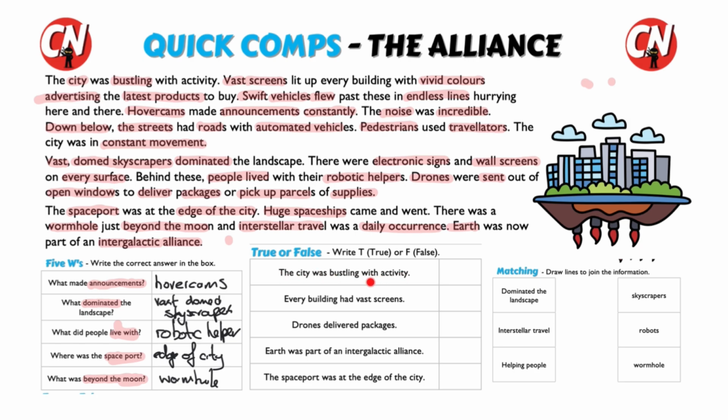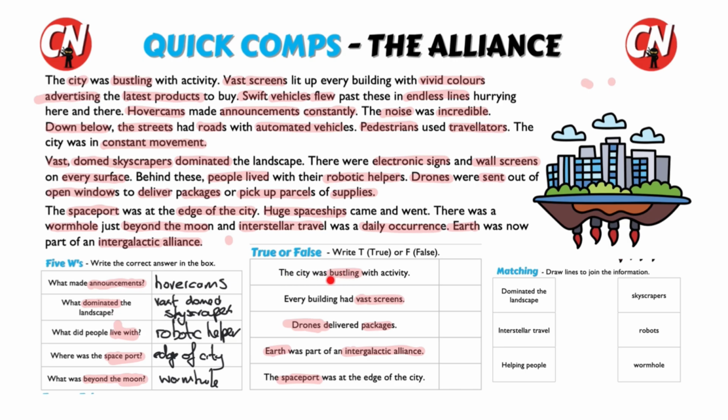So again, true or false. All we're trying to do is match up words from the key information in the question to the key information in the text. You will have to remember roughly where certain things are. So let's just go through and highlight the key information quickly. Where did it say bustling? Where did it say vast screens? Where did it say drones or packages? Earth was part of an intergalactic alliance, dead obvious. And the spaceport. We're basically able to answer the questions now.